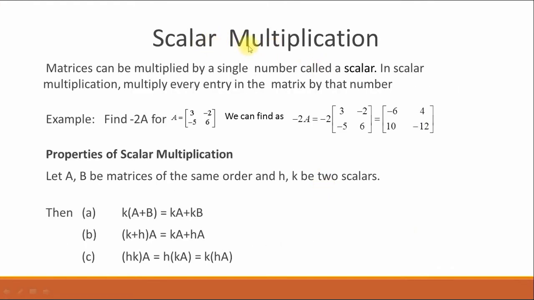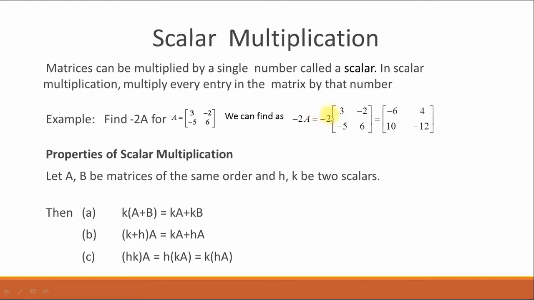Now, scalar multiplication. A matrix can be multiplied by a single number called a scalar. In scalar multiplication, multiply every entry in the matrix by that scalar number. For example, minus 2A, for A is equal to 3, minus 2, minus 5, 6. We multiply this minus 2 to each entry of matrix A.